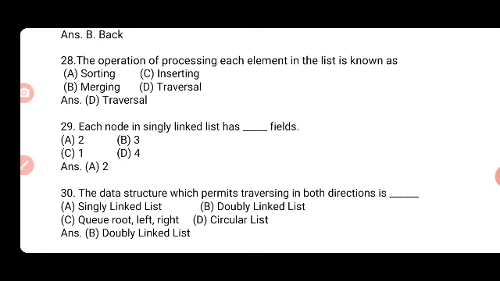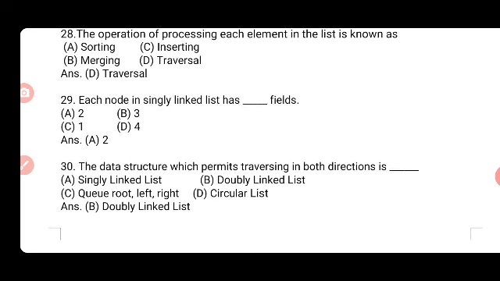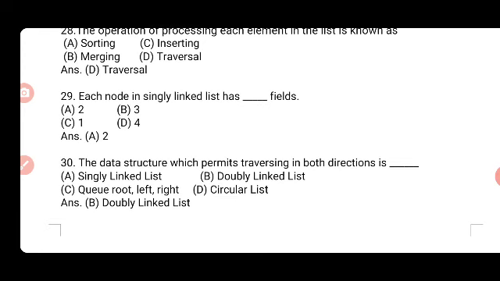Next, question number 29. Each node in a singly linked list has two fields. So data field and link field. That's why these two fields are present in every node. So each node in a singly linked list has two fields only. So option A is the correct answer to this question.